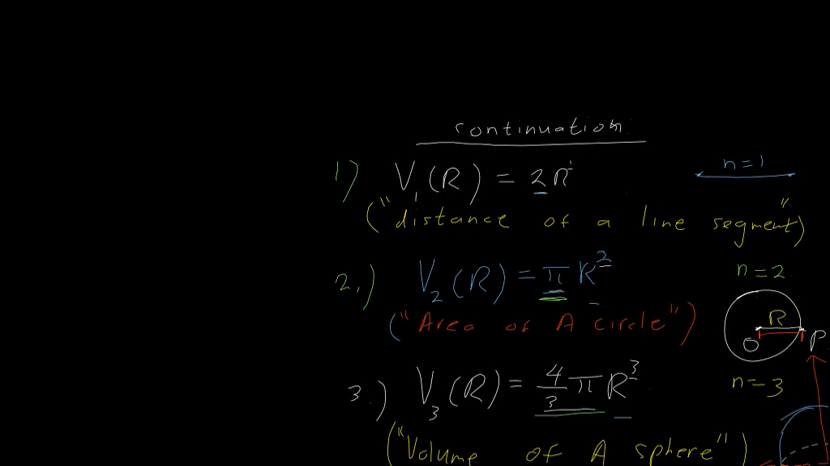I've labeled everything here. The volume of a sphere will be 4/3 pi r cubed, obviously, as you can see here. So n equals 1 is a line, n equals 2 is a circle, n equals 3 is a sphere.